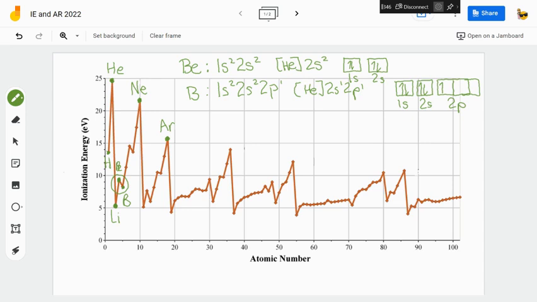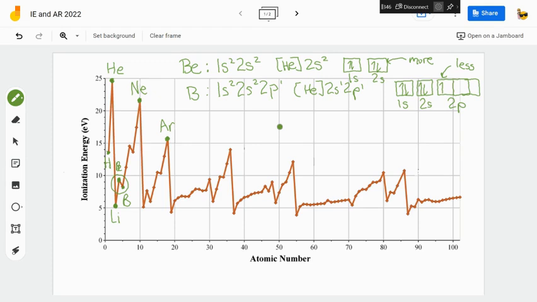So what this dip means is that in order to shoot energy at this electron to pull it off, it takes more energy to pull off that doubly occupied 2s electron because the 2s orbital is full and a little more content. It will take you more energy to pull this electron off than the singly occupied 2p. That's the reason for the first dip in the trend.